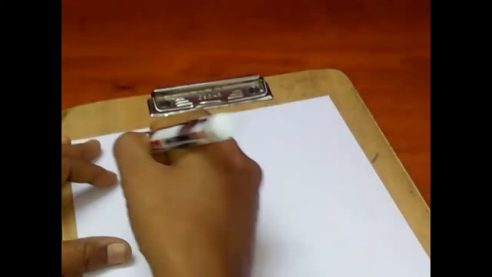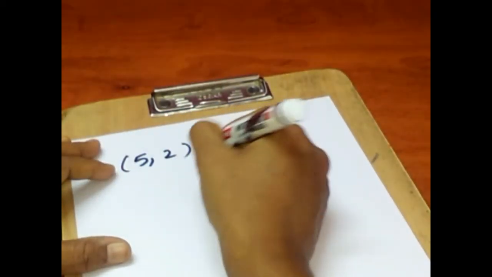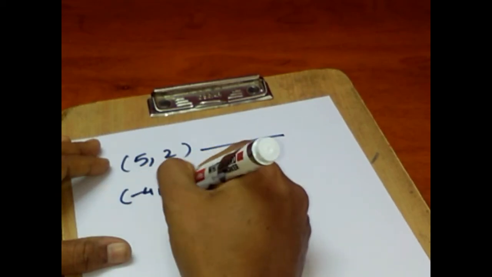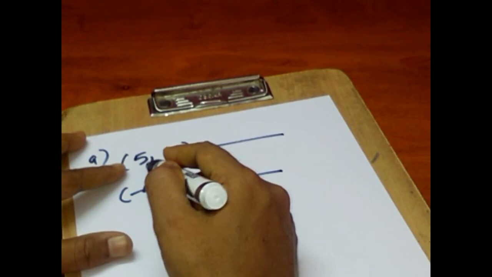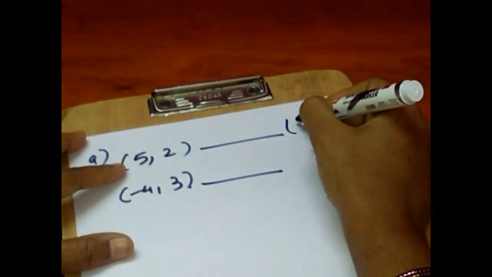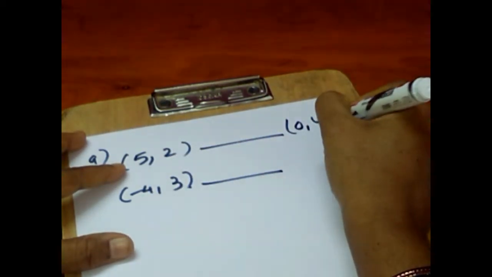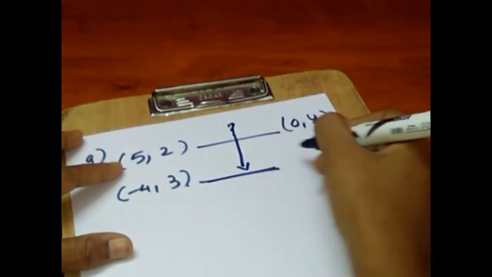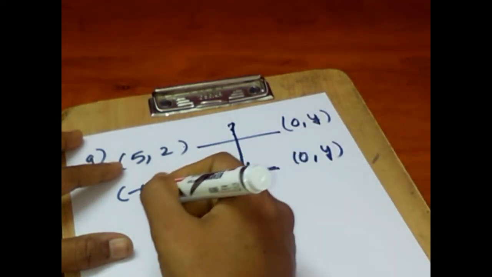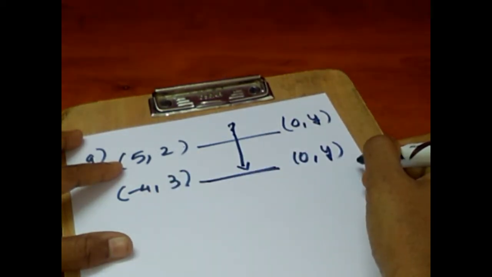Now, last question for today's class, that is question number 9. Read the question carefully, children. Find a point on y-axis which is equidistant from the point 5, 2 and minus 4, 3. Same like previous problem. So from 5, 2 to a point on y-axis, which is nothing but 0, y. This distance is same as this distance, that is a distance from minus 4, 3 to 0, y.